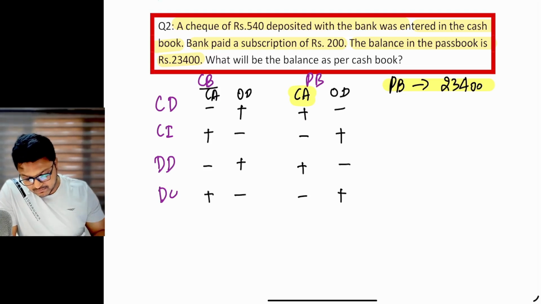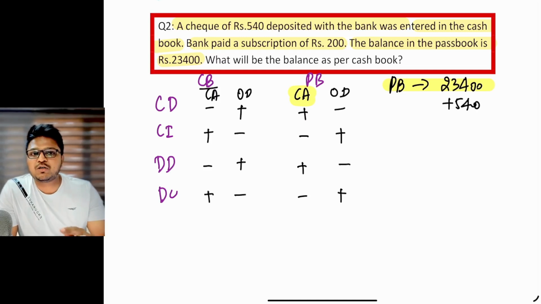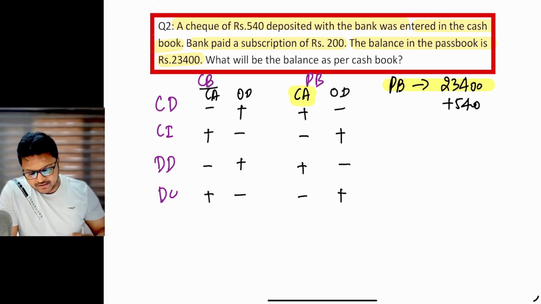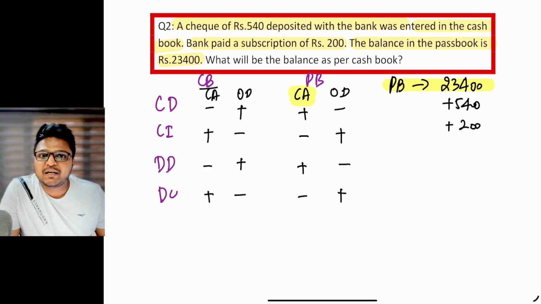Check deposited means the plus sign, so it will be plus 540, right? And the other says the bank paid a subscription of rupees 200, right? Means you must have subscribed to some services of the bank. For that particular purpose the subscription was paid, means direct debit. So it's a plus sign again, so it will be plus 200 over here, right? And that would be it.